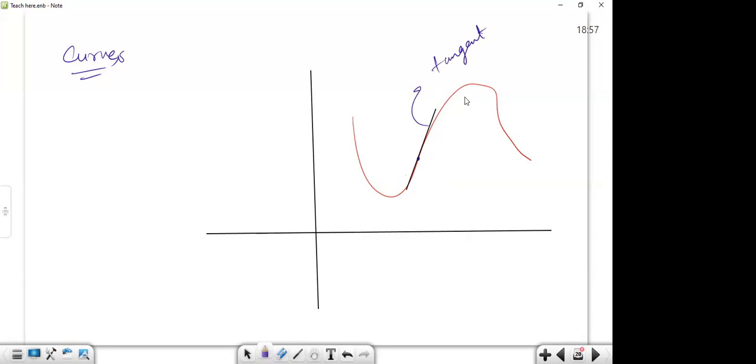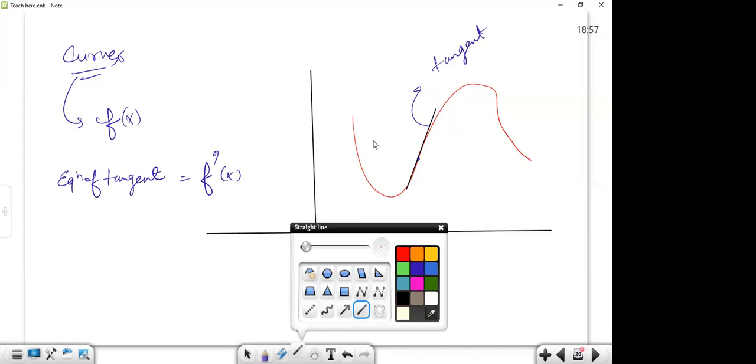And how exactly can we find out the equation of this tangent? By differentiating. Let's say the function of the curve is f of x, so the equation of the tangent will be found out by differentiating f of x with respect to x. Simple. And what is a normal?